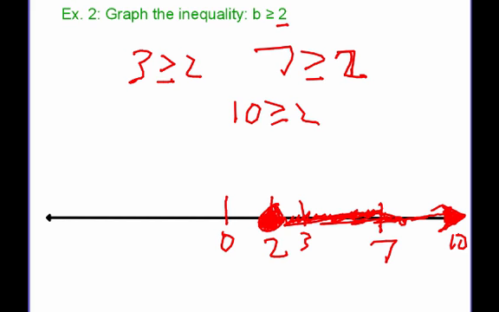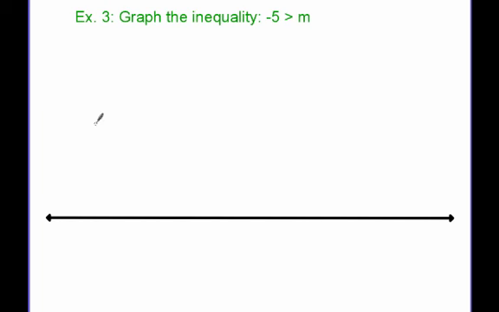Let's take a look at another example. Example 3 says, graph the inequality -5 is greater than m. Well, put 0 on here. We know that our circle is going to go at -5. There's no equal to sign, saying -5 is not part of the solution, so that's going to be an open circle. And now I need to think of what way I should shade.